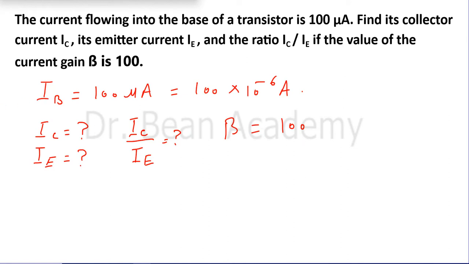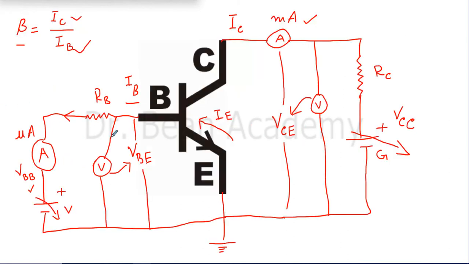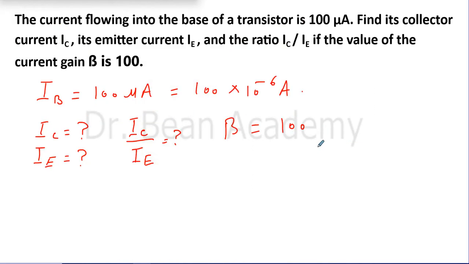What is beta? In the common emitter mode, we studied that beta is collector current divided by the base current. This ratio is called beta, because in common emitter mode we are interested in the output current divided by the input current, which in this case is base current. So beta, or 100, is collector current over base current, because this will help us to find some quantities.